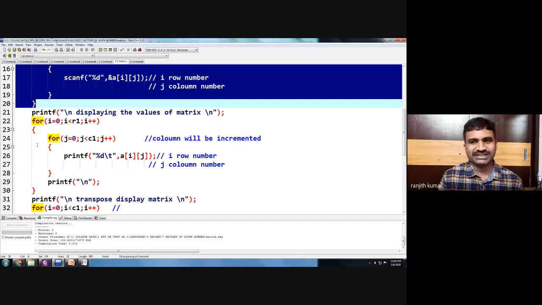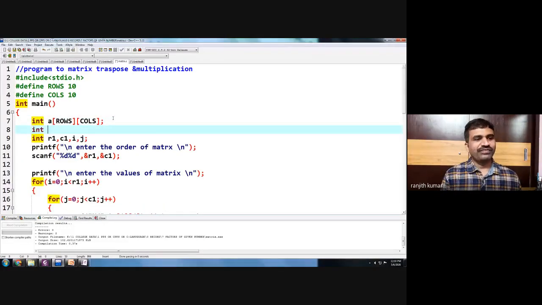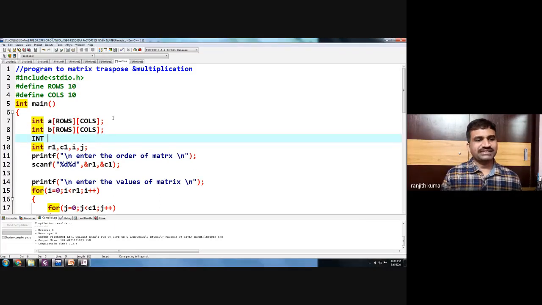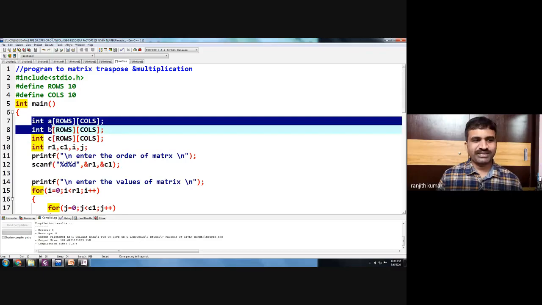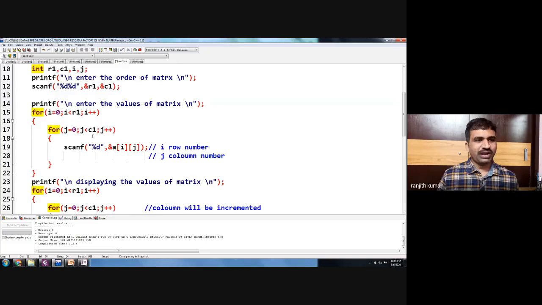Now let us proceed further by creating two more matrices. Are we clear? So let us add here, we want two more matrices. So rows, columns. So we are creating a second matrix as well as a third matrix. Rows, columns. This is what we have created, three matrices, so that we can multiply two matrices and store it in a third matrix.